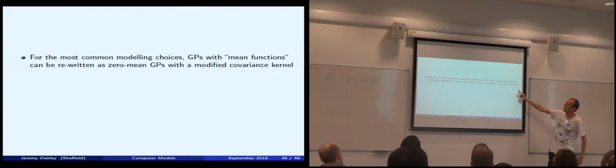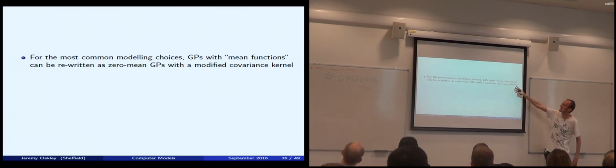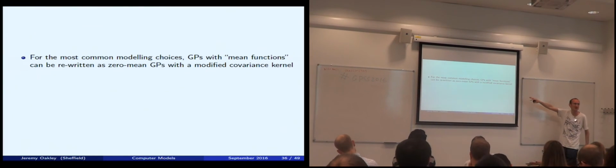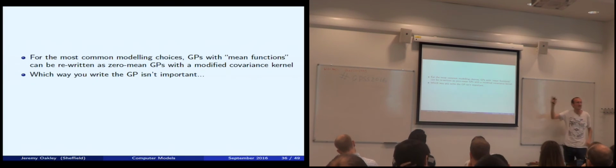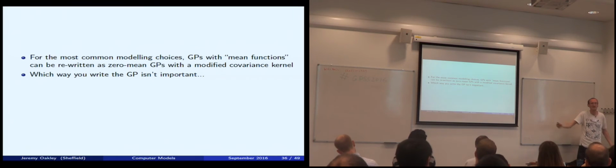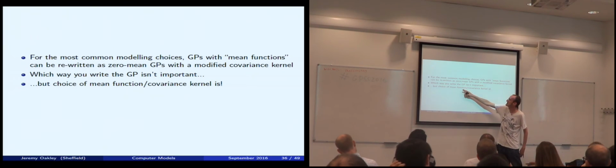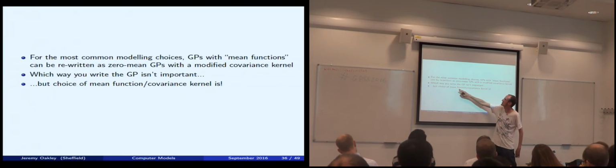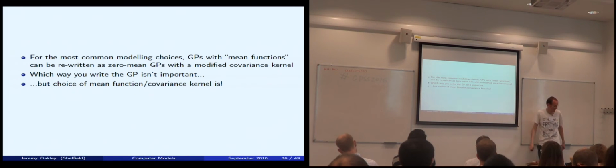So just to summarize then, for standard modeling choices, if you have a GP with a particular mean function, there's a way of rewriting that as zero mean with a slightly more complex covariance kernel. So there's no real difference. Which of those two ways you choose to write it doesn't matter, because it gives you the same model. But what is important is how you choose that covariance kernel, or equivalently how you choose the mean function. So in particular, we'll talk a bit later about different ways that you might choose your mean, you can just reinterpret that as a discussion of how you might be choosing the covariance kernel.